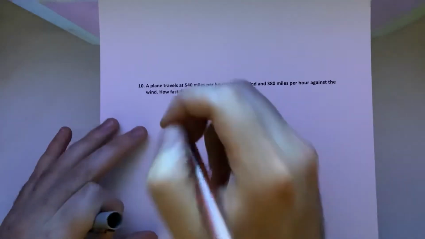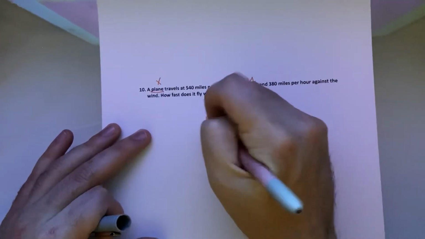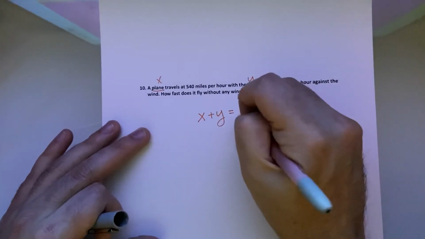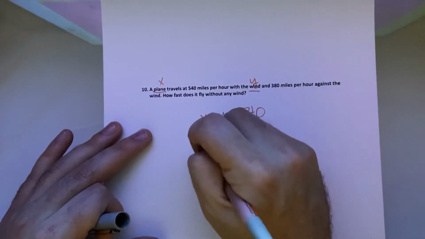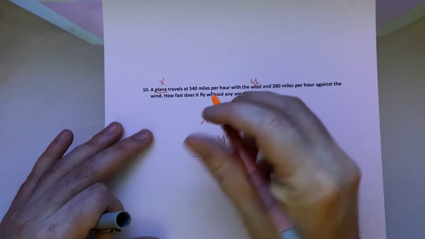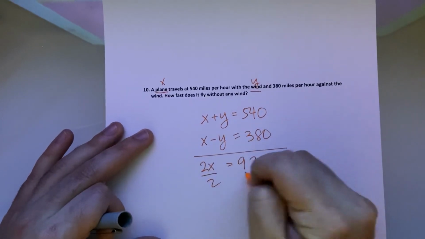I said that'll be our last one, but we can do one more. A plane travels at 540 miles per hour with the wind and 380 miles per hour against the wind. How fast does it fly without any wind? So we'll let x be the plane, y be the wind. When it travels with the wind, they're working together. X plus y equals 540. When they're working against the wind, x minus y equals 380. So again, we add these. 2x equals 920, over 2.